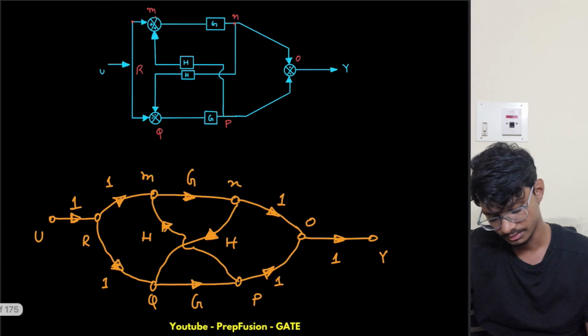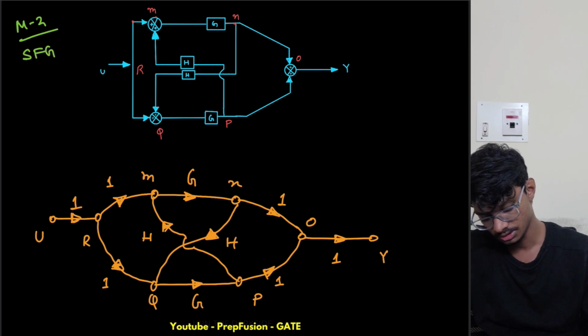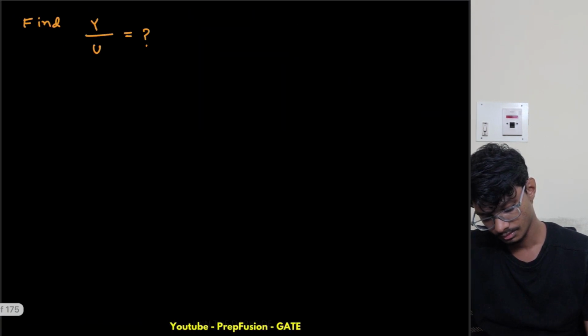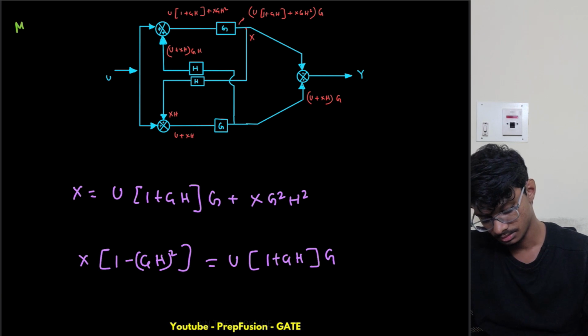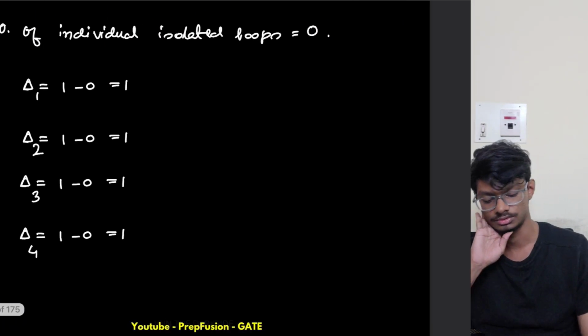So let me write here that this one was the method 2 SFG, and this one was the method 1 using equivalence. Method 1 using equivalence.